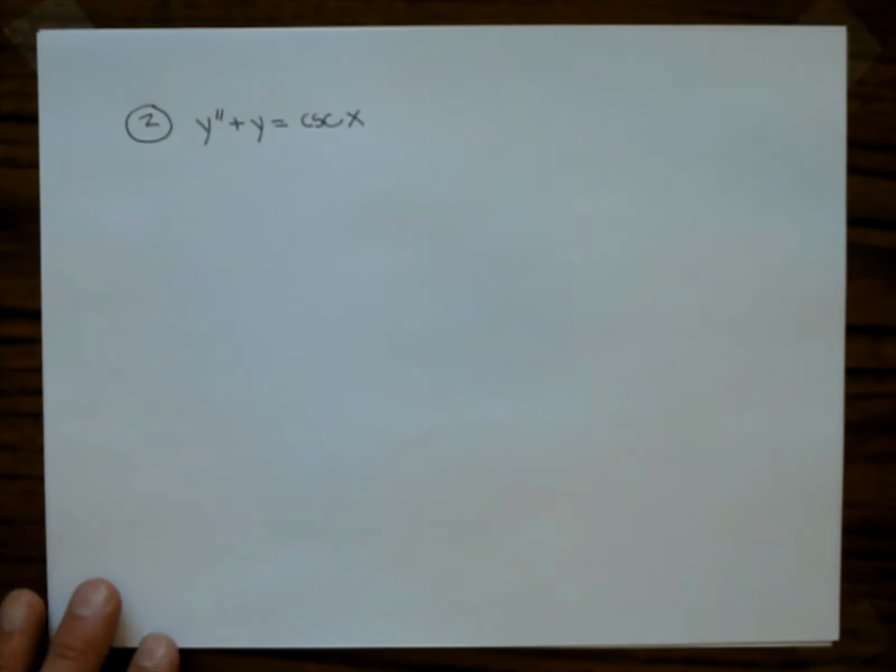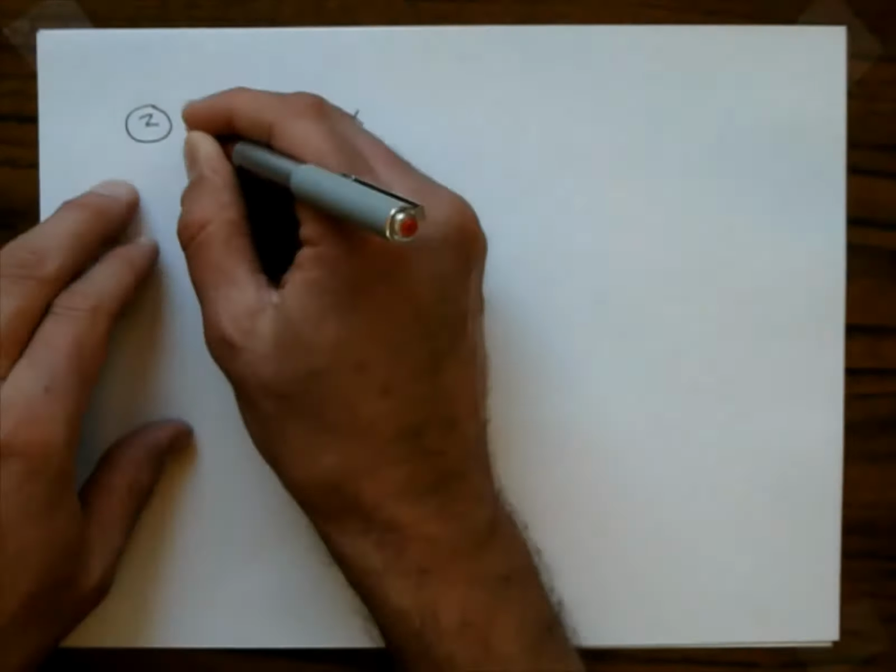Okay, now what we're going to do is step 1, make sure the coefficient in front of the y double prime is 1. Well, it is. We don't have to write that, but I'm just showing you that I made sure of that. Step 2, identify f. F happens to be that guy right there.